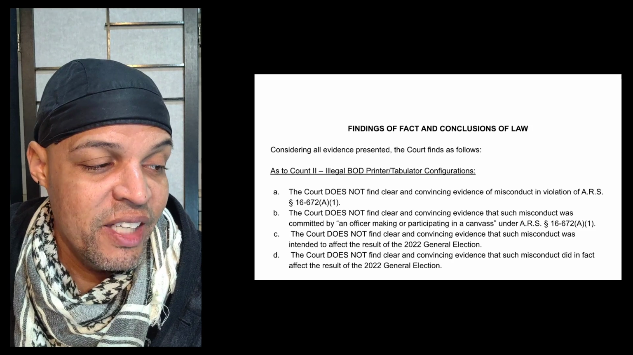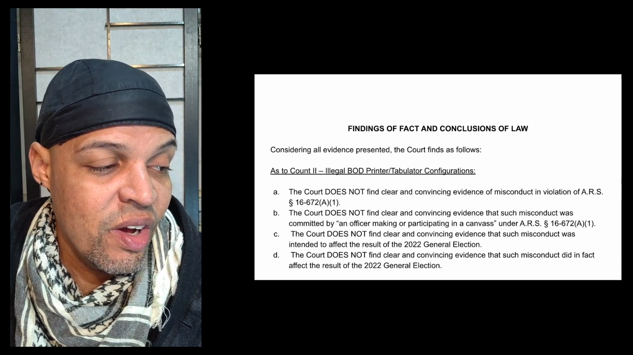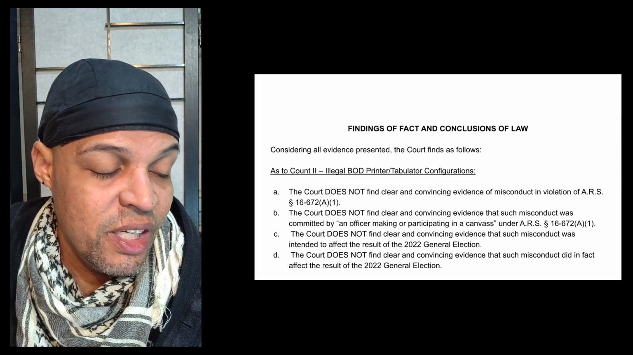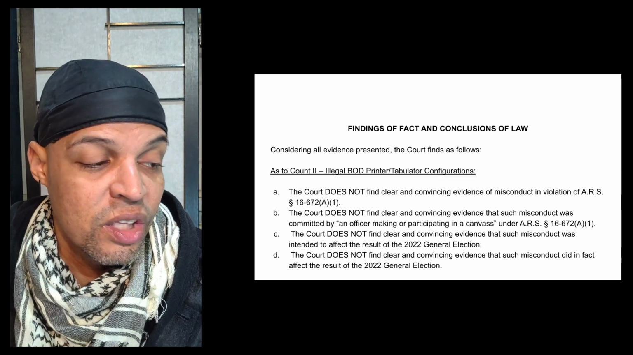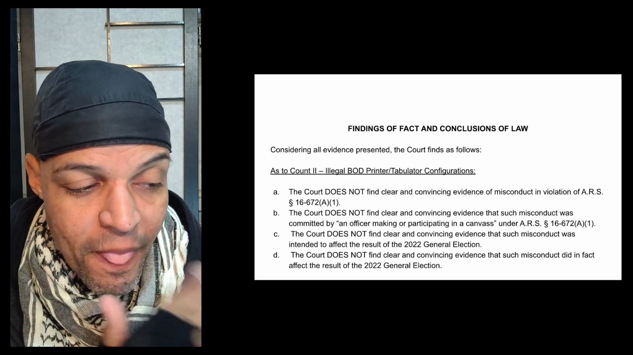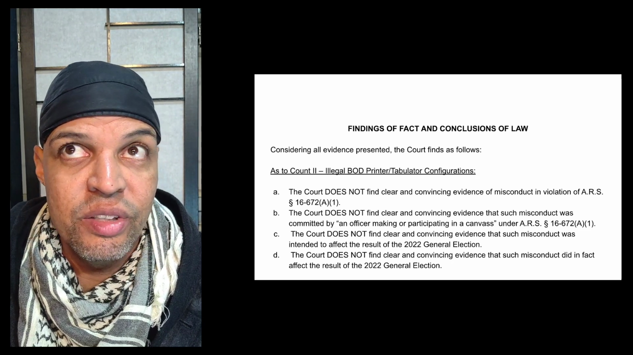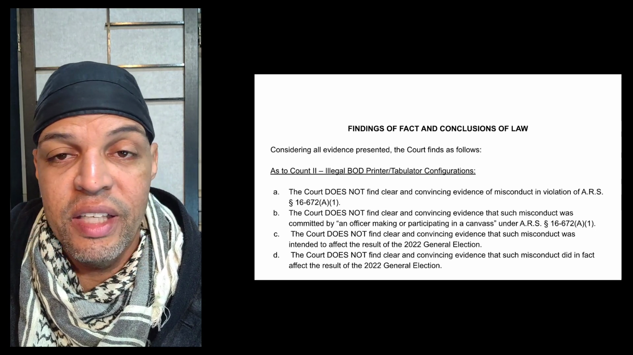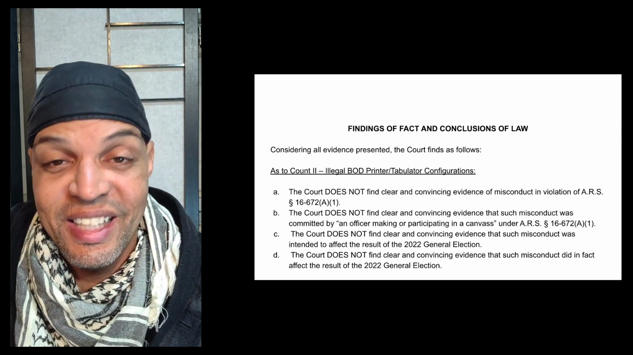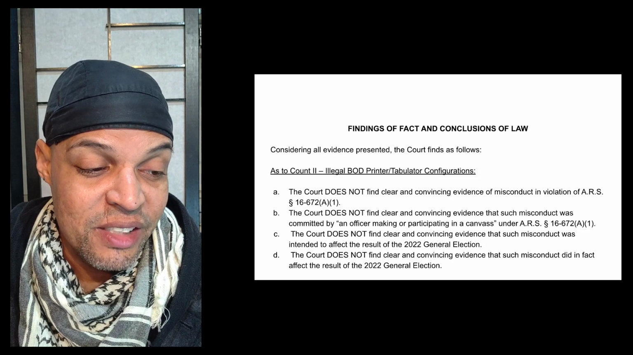So check this out. It says findings of fact and conclusion of law. So this is how you guys got tricked. It says considering all evidence presented, the court finds as follows. As to count 2, illegal BOD, ballot on demand, printer tabulation configuration, the court does not find clear and convincing evidence of misconduct. That's just what's going to happen all the way down. They cannot find evidence of misconduct because there's really no way that you can prove misconduct unless you saw it. But if you were to flip that for maladministration, you're going to win. You would have won this case, but because you used the wrong word, because you listened to the best and the brightest, that's why you lost, man.